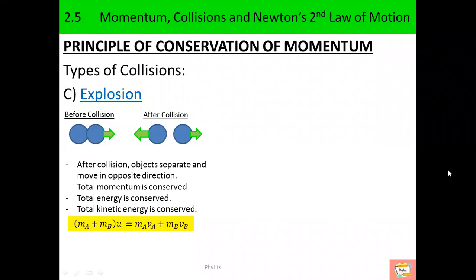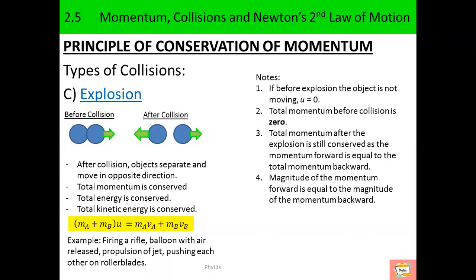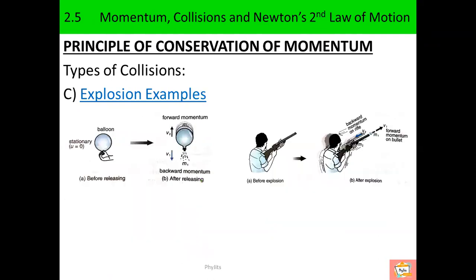Or it can be when you are firing a rifle, also the same thing. So something like this, explosion examples. When you're shooting a rifle, the bullet will move forward, but the gun will cause you to be jerked slightly backwards because of the forward momentum of the explosion when the bullet is going out. So the rifle will experience a backward momentum, opposite direction, and the bullet will have forward momentum. That is an example of explosion.